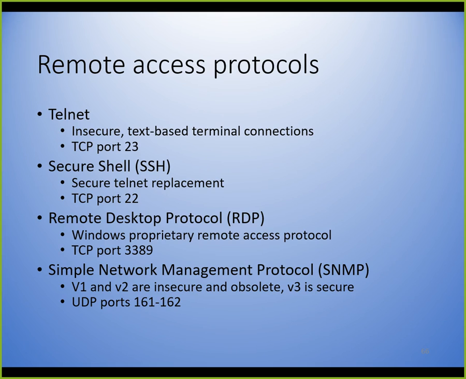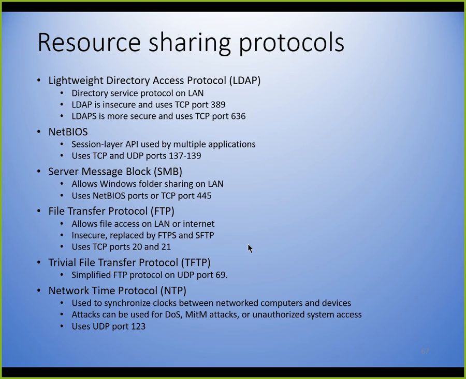Simple Network Management Protocol, SNMP, UDP ports 161 and 162. There are three versions of SNMP that we can use to get information and send information. Versions 1 and 2 are basically insecure. Version 3 is the secure protocol that's used with it.